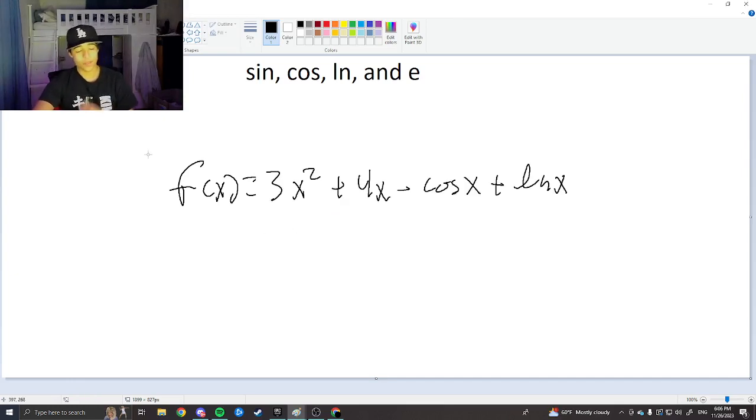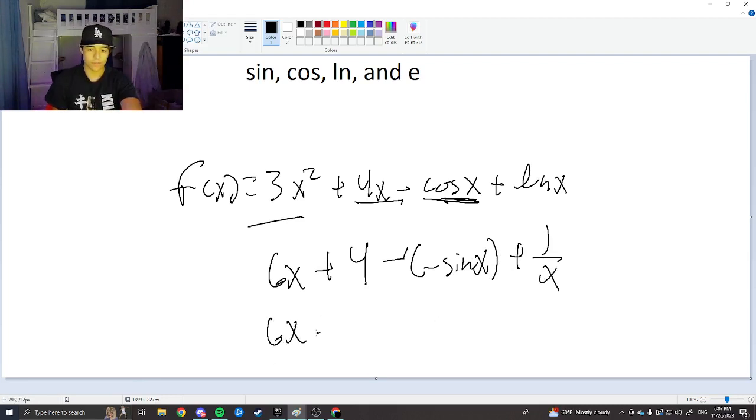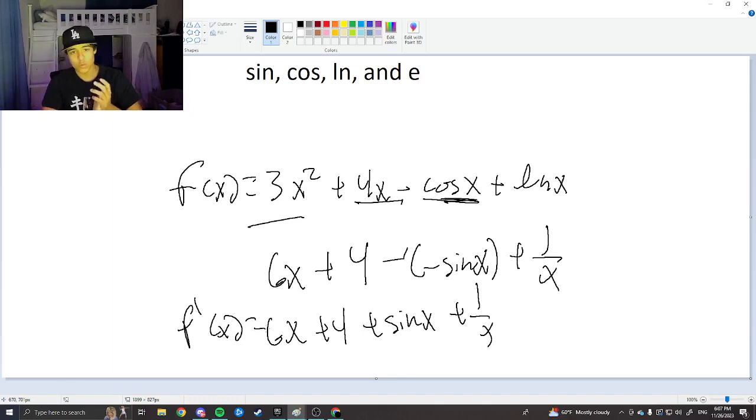So the next example, we have 3x squared plus 4x minus cosine x plus ln x. We're combining all the old things we learned. Start from the beginning. 3x squared, you derive that, you get 6x. Plus 4x, derive that, you get 4. Minus cosine x, so minus negative sine x, because it flips. Plus ln x is 1 over x. So we're left with 6x plus 4 plus sine x plus 1 over x. And this is your f prime of this one. That's it. So we're moving on.